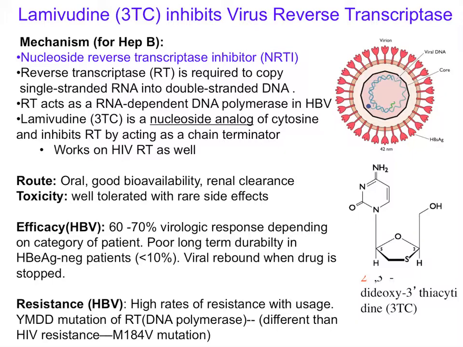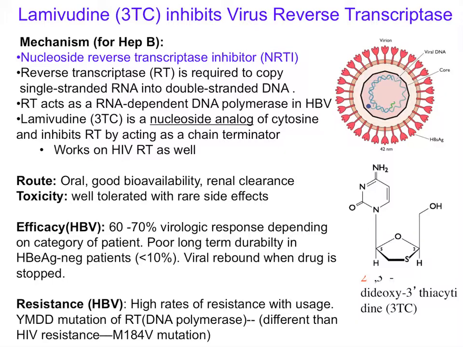The biggest limitation with lamivudine is the fact that you can get quite a bit of resistance. And the resistance mechanism is that you develop reverse transcriptase mutations. For hepatitis B, that mutation is known as the YMDD mutation. And I'll just mention that that is a different mutation than one that you will commonly hear about when you get your HIV lectures, which is the M184V mutation.